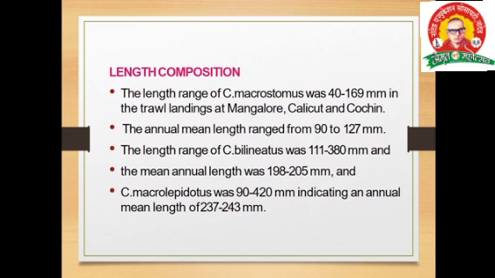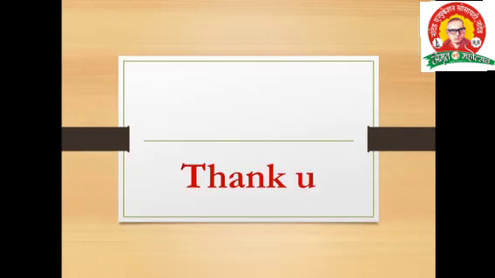It is the length composition. Length composition 40 to 169 mm in trawl landing at Mangalore, Calcutta, and Kochi. Annual mean length range is 90 to 127 mm. The length range is 111 to 380 mm, and the mean annual length was 198 to 205 mm. This is what we can say about the length composition of flatfish or the soleFish. Okay, thank you.